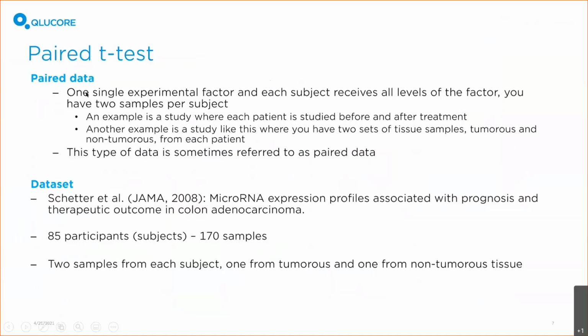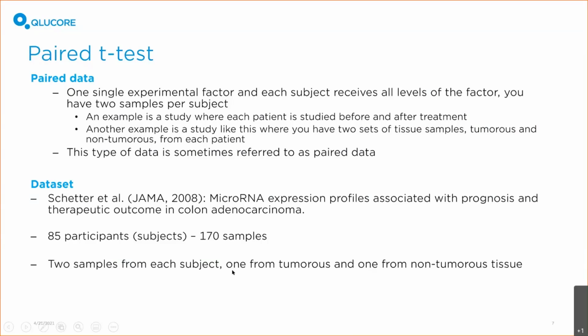So then we have paired data, and that's typically when you have one single experimental factor and each subject receives all levels of the factor. You have 2 samples per subject. For instance, a study where each patient is studied before and after treatment. And another example is when you have 2 sets of tissue samples from both tumorous tissue and non-tumorous tissue from each patient. And in both these cases, the patient acts as his own control. And this type of data is sometimes referred to as paired data.